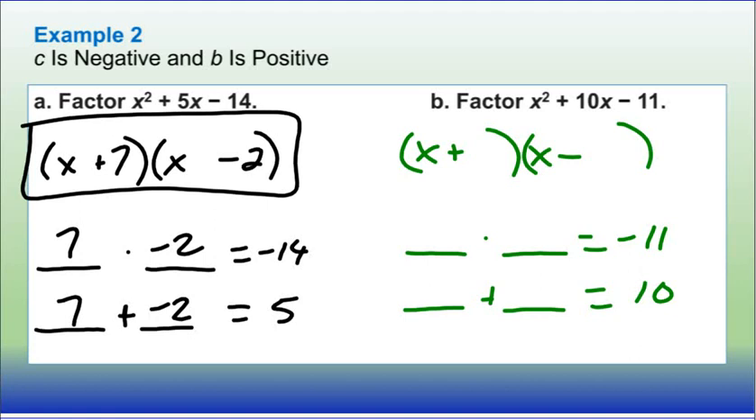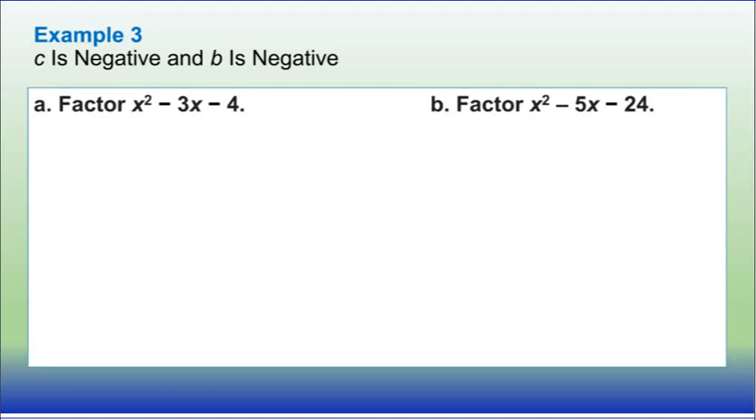The only ones I know is 11 and 1. But to get a negative, one of them's got to be negative. And when I add them together, one of them's got to be negative to give me a positive 10. So if I did 11 times negative 1, that gives me a negative 11. 11 plus a negative 1 gives me 10. So my binomials would be x plus 11 and x minus 1.